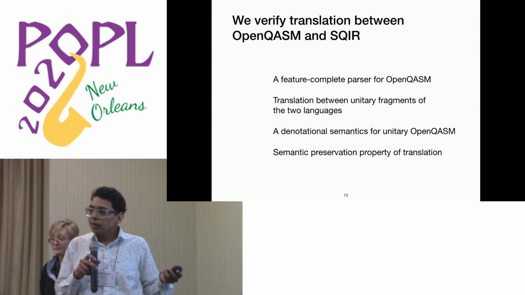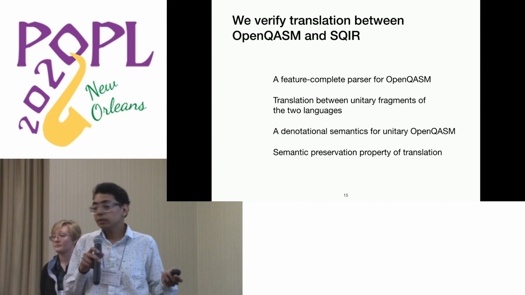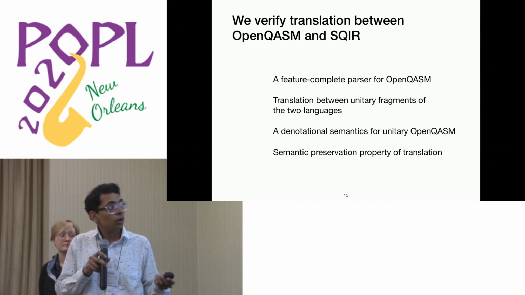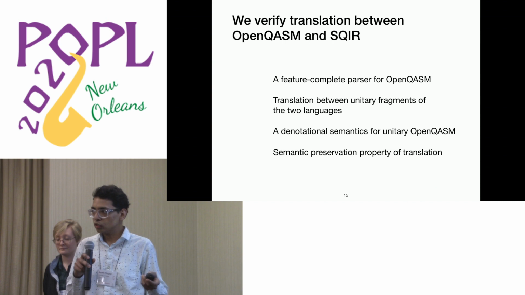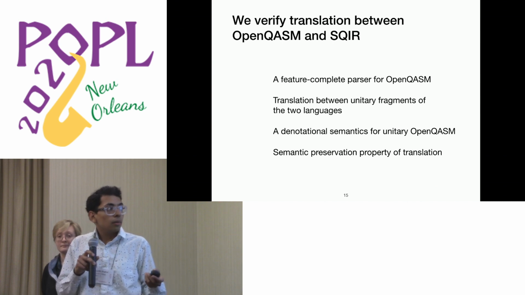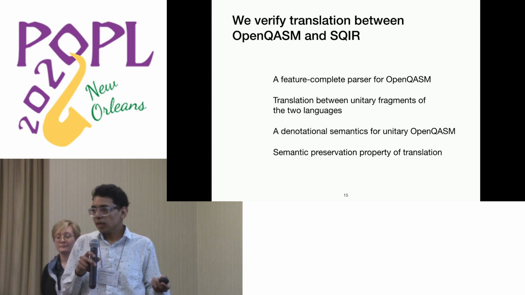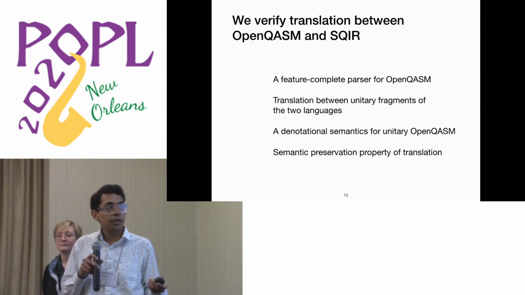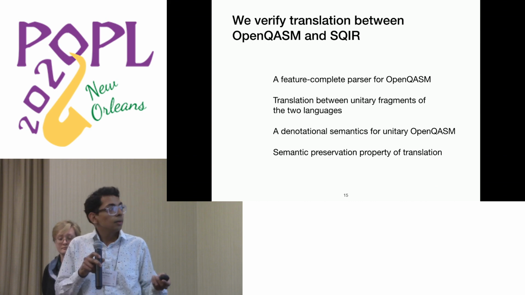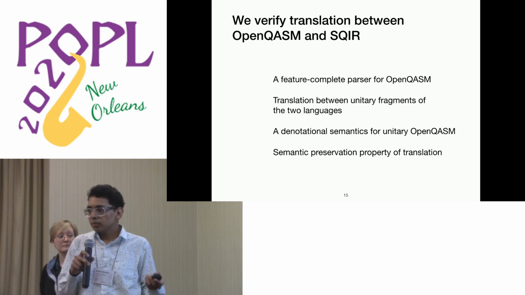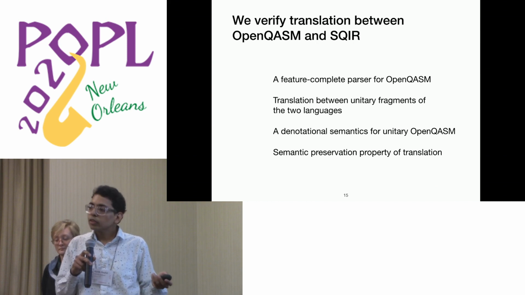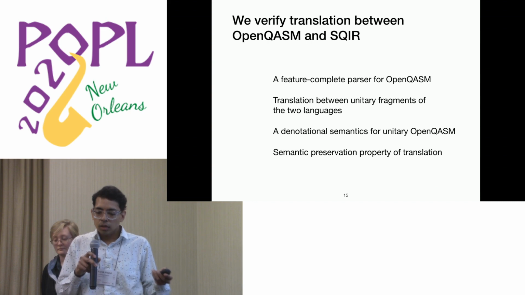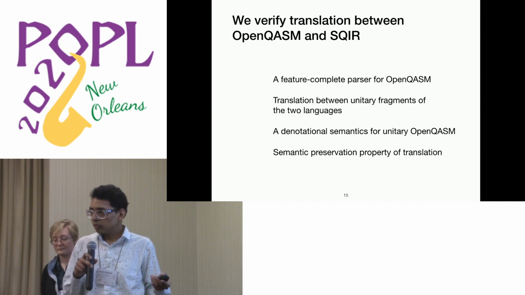And to do that, we wrote a feature-complete parser for OpenQASM. Then we did translation between the unitary fragments of the two languages. Then to verify the translation, we had to develop a denotational semantics for OpenQASM, which did not exist. And then we stated some semantic preservation properties for the translation. So in the rest of the talk, I'll talk about the similarities and differences between the two languages.